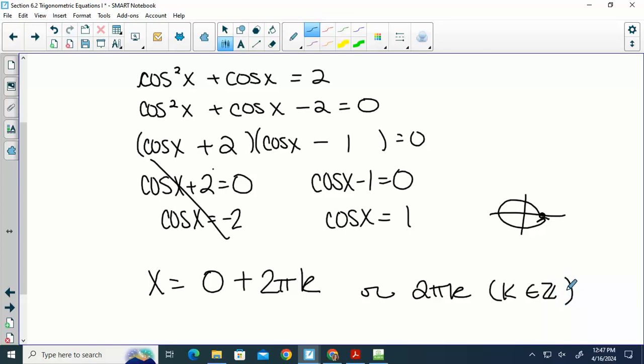I wouldn't really count it wrong if you said 0 plus 2 pi k, but we should recognize 0 plus anything is that. You do need to tell me that k is an integer, whether you say that in words or use the symbols. We just can't have a k of 1/2, because if you only go around half a time, you don't make it back to where you started. The curved E means is an element of, and the double-bar Z means integer.